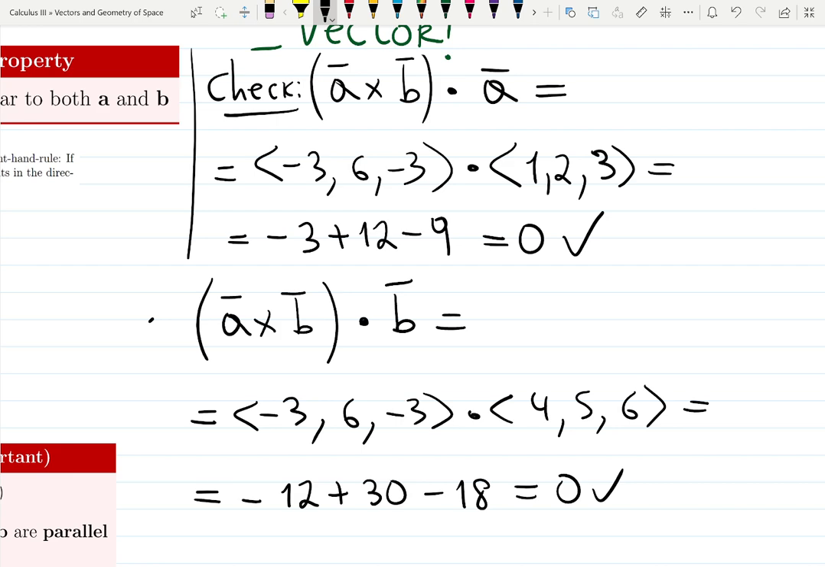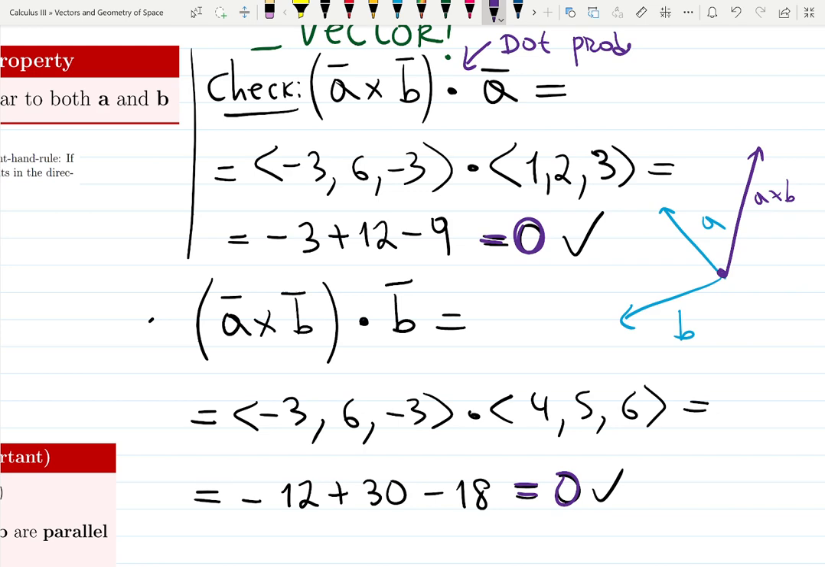Checked. That is because we have two vectors, let's say A and B, and we found a third one, A cross B, which is perpendicular to those two. Perpendicular gives you 0 when you take the dot product. So this is the dot product.